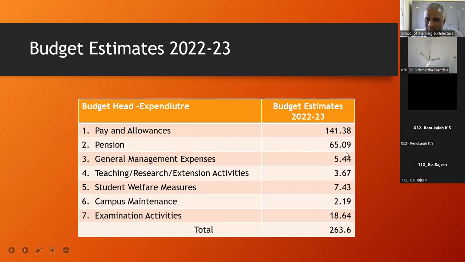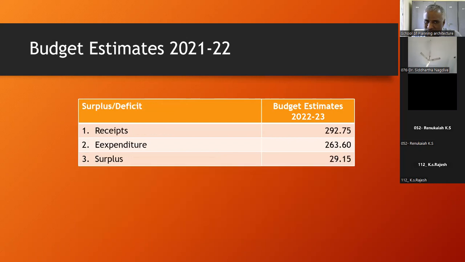Pension 65 crores. General management expenses 5 crores. Teaching, research and extension activities 3.67 crores. Student welfare measures 7 crores. Campus maintenance 2 crores. Examination activities 18 crores. Around 263 crore budget. This is the estimated expenditure for the university for 22-23. If you see the surplus or deficit, receipts 292, expenditure 263, surplus is 29 crores, surplus is estimated.